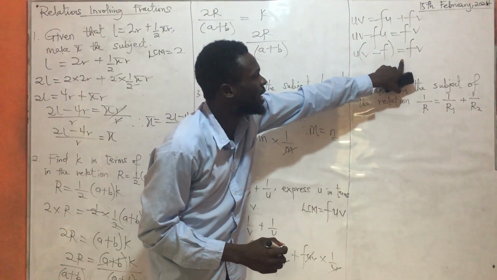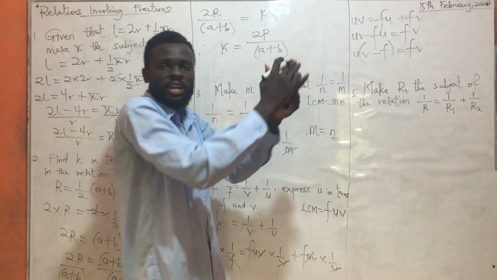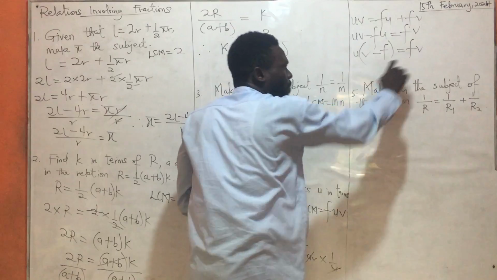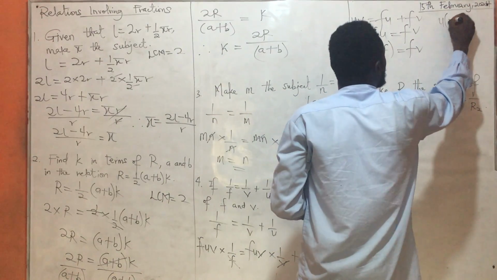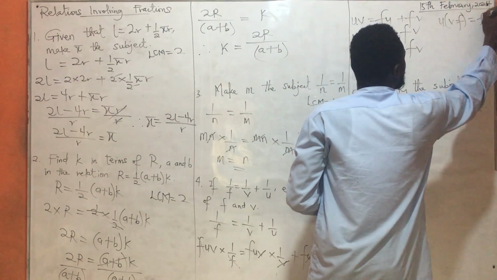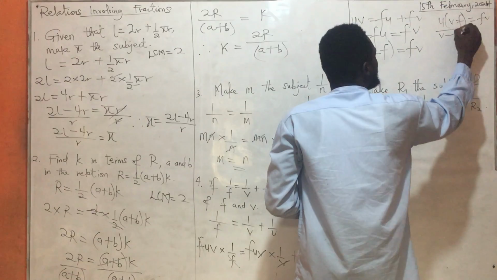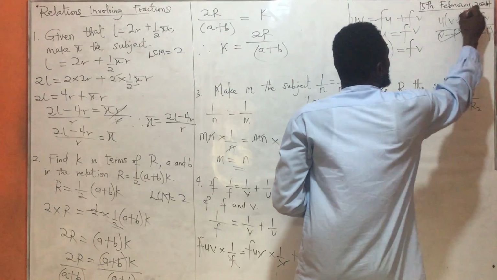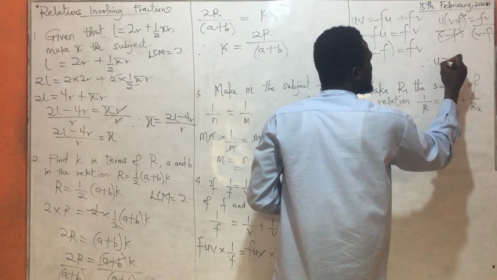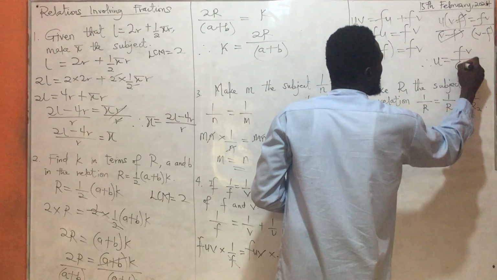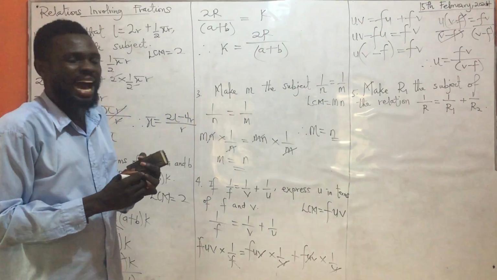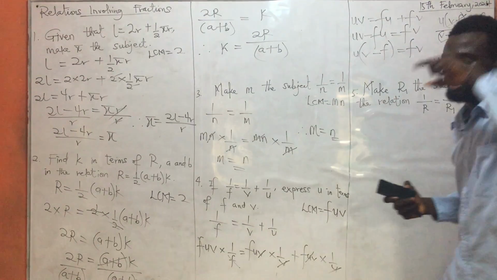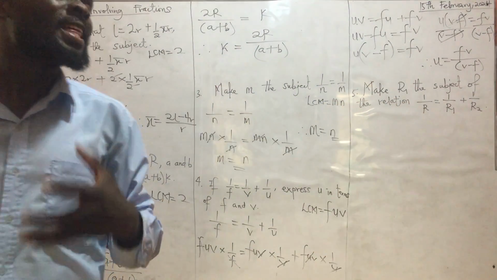Now, from this, what do you say? The U is multiplying a bracket. So if the U is multiplying the bracket, and I don't need the bracket, I will divide because it is multiplying. So I'm going to say U bracket of V minus F is equal to FV. Divide the left hand side by V minus F, and also divide the right hand side by V minus F. So you see they cancel out. Then finally, U is equal to FV all over bracket of V minus F. And now you have been able to express U in terms of F and V. That is, you have been able to make U the subject.